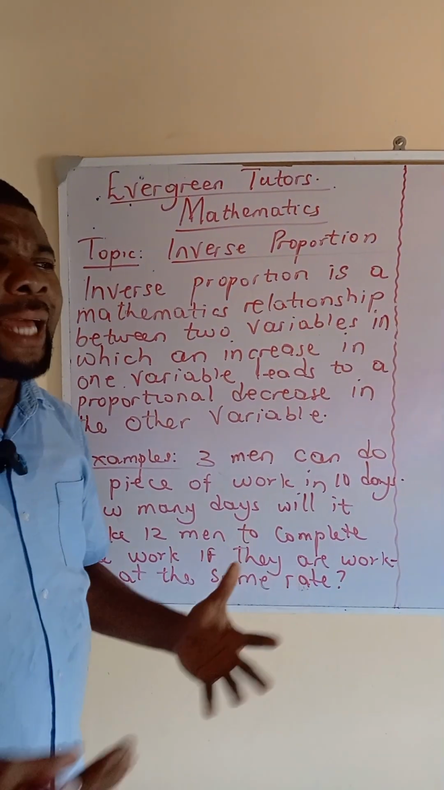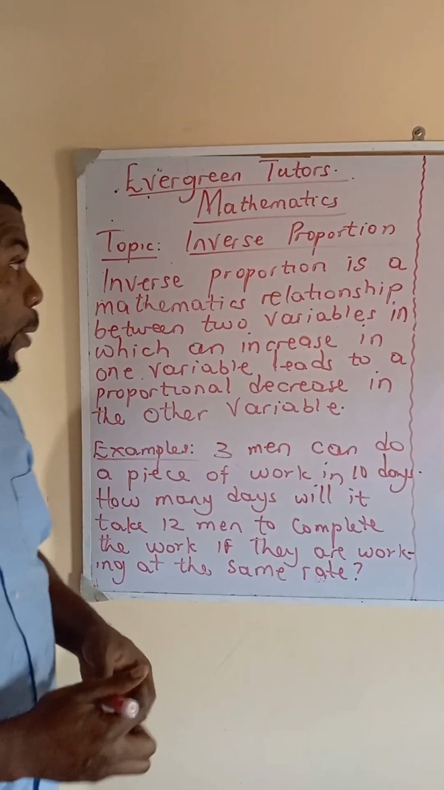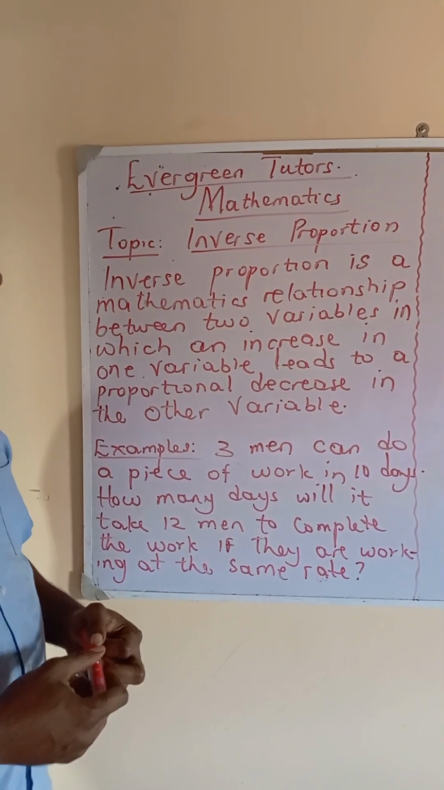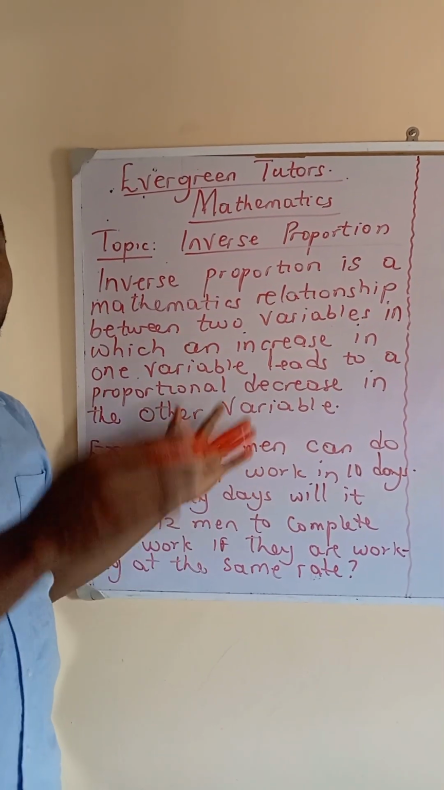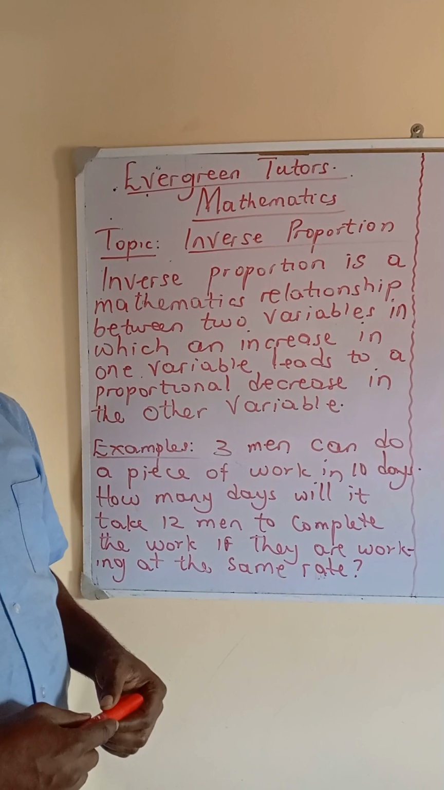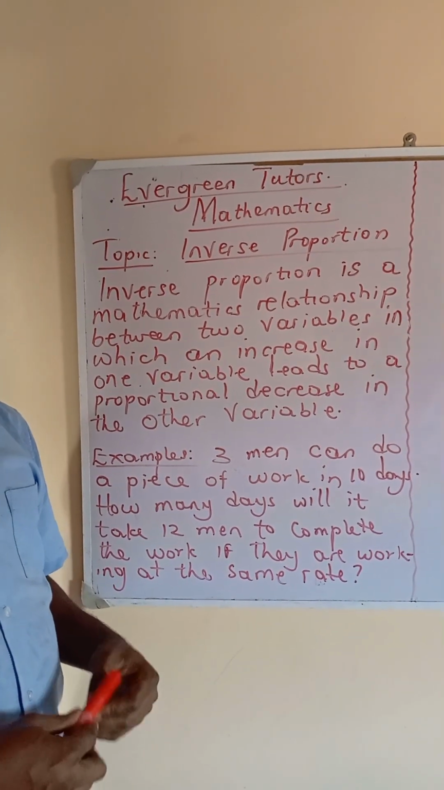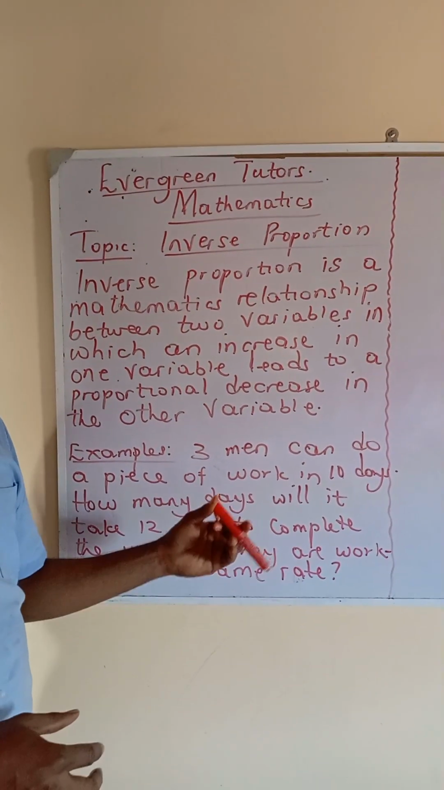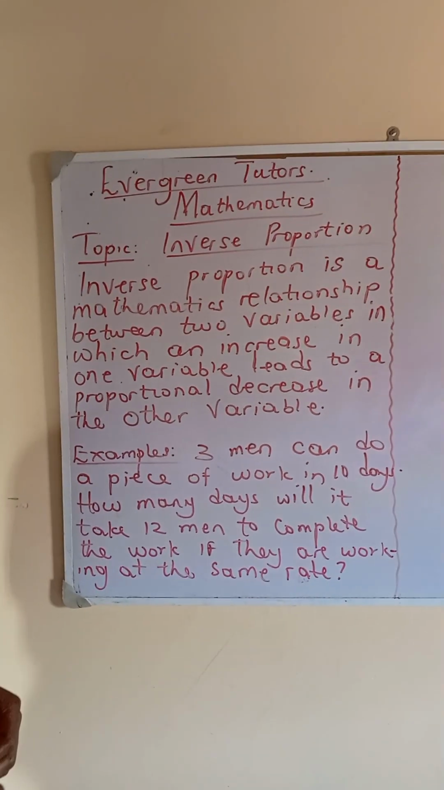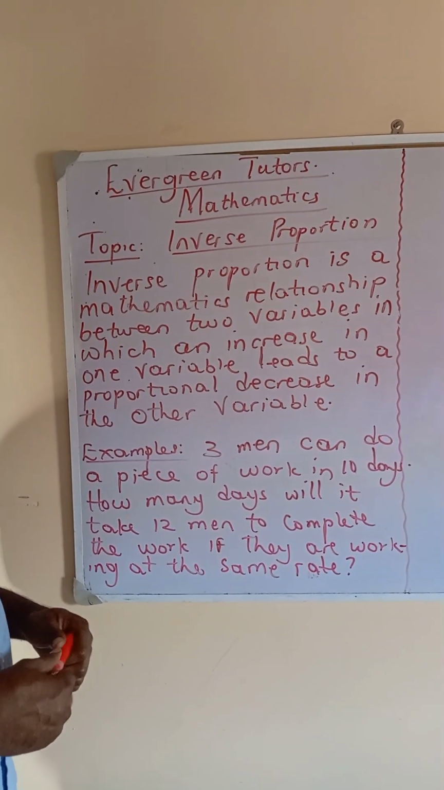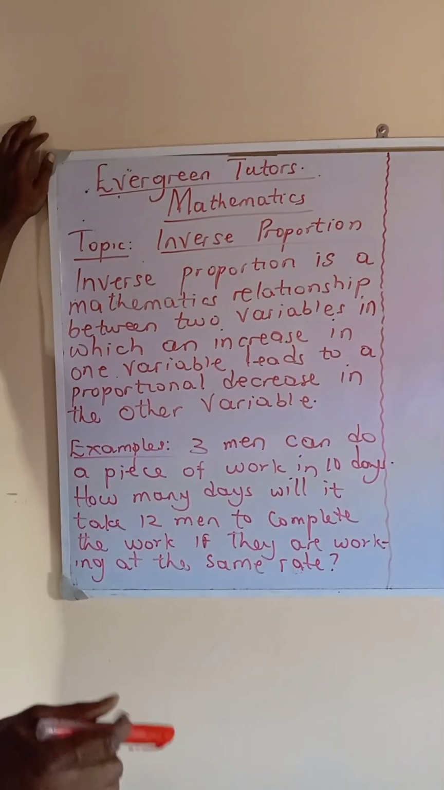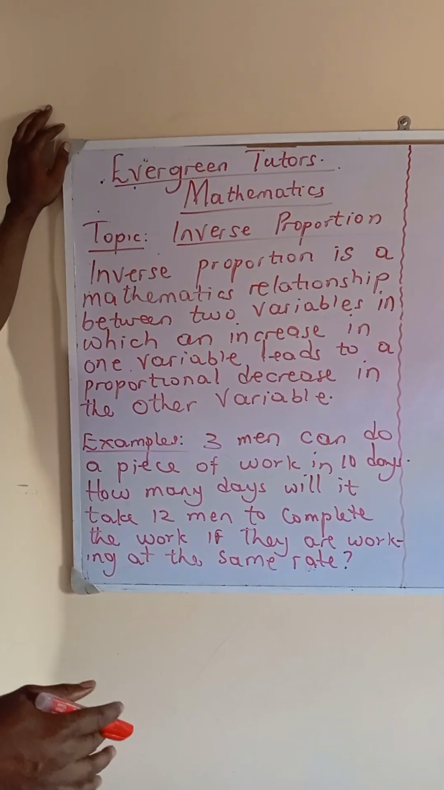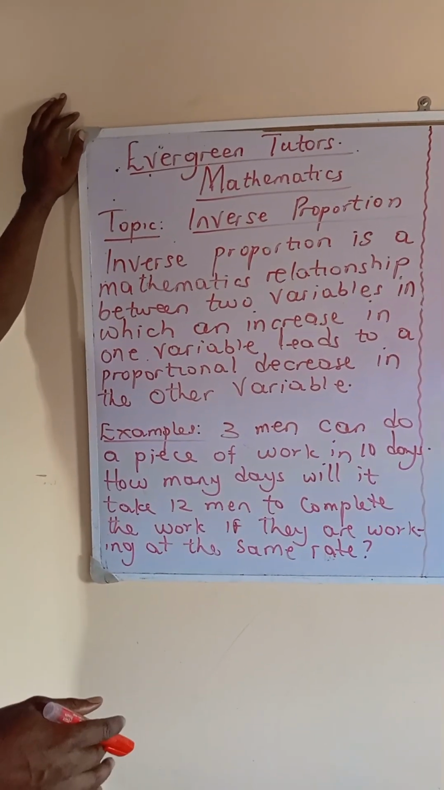Now, when I was explaining direct proportion, I said in direct proportion, the increase in one leads to an increase in the other, and a decrease in one variable leads to a decrease in the other. But in inverse proportion, it is not like that. In inverse proportion, the increase in one will lead to a decrease in the other variable.